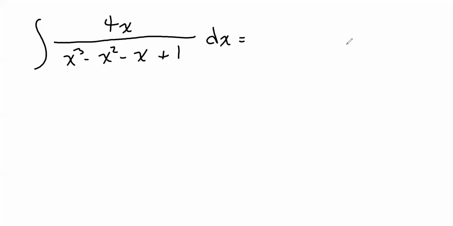At this point, the remaining integral is ready to integrate using partial fractions. The degree of the denominator is greater than the degree of the numerator. Now, it's almost ready to integrate using partial fractions, because in order to do a partial fraction decomposition on 4x over x cubed minus x squared minus x plus 1, we have to know what the factors of the denominator are, which means we need to factor the denominator. So let's see if we can factor this.